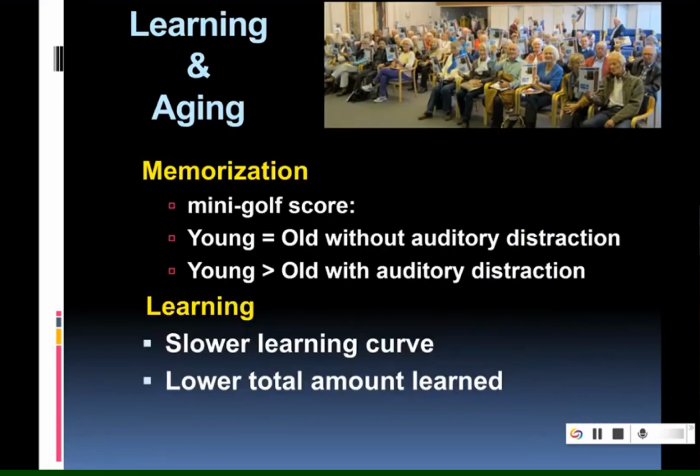There was an interesting study from Finland where they compared older adults with young adults, trying to memorize their mini golf score, so a little bit of physical activity with memorization. The young and old had equal abilities to remember their scores without auditory distraction, but once there was some loud music interjected, I think they were playing the Rolling Stones, it turns out that the older people had less memory retention as a result of that distraction.